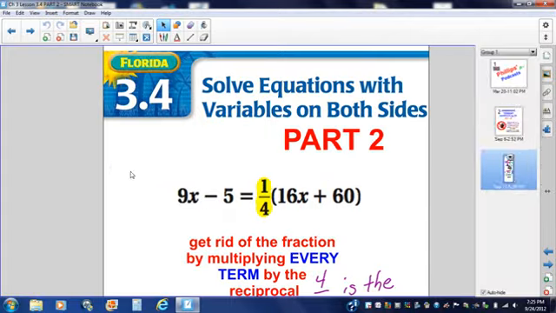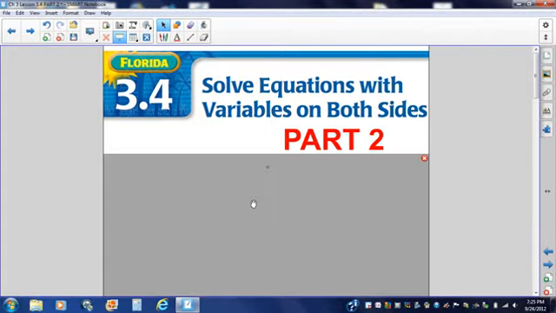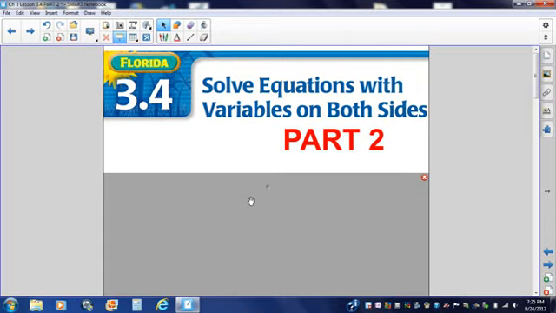Alrighty, we are going to work again on lesson 3.4, solving equations with variables on both sides, part 2. So please write in your notes, lesson 3.4, solving equations with variables on both sides, part 2.